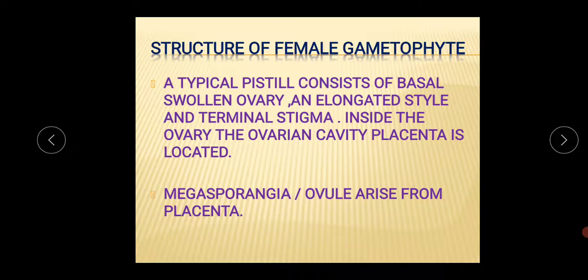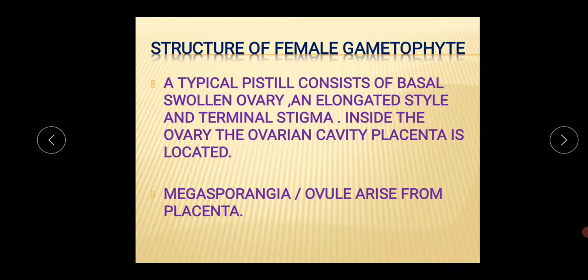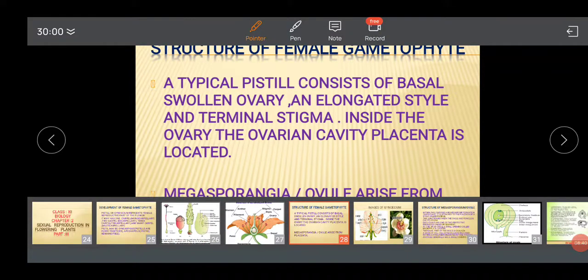Inside the ovary, in the ovarian cavity, the placenta is located, and the megasporangia or ovules arise from the placenta area. In the male reproductive system the term is microsporangia, and in the female reproductive system the term is megasporangia. So this is the structure of the female gametophyte.